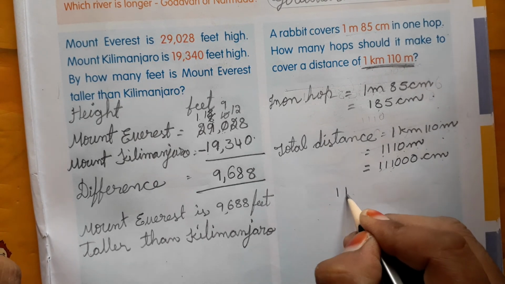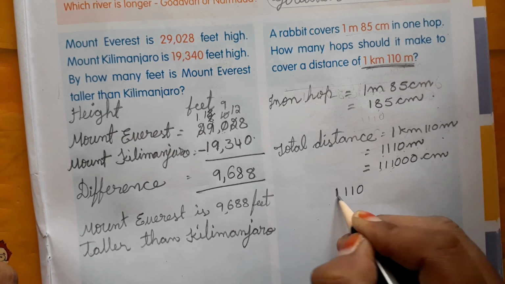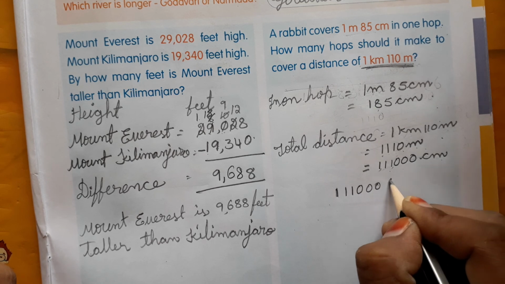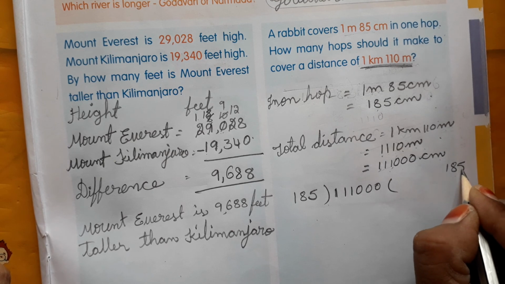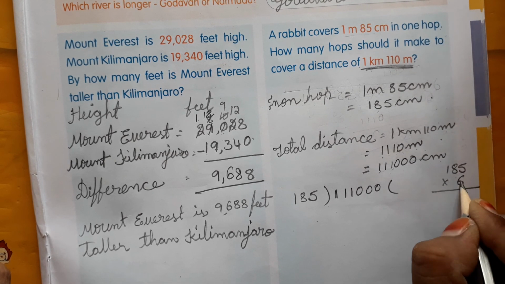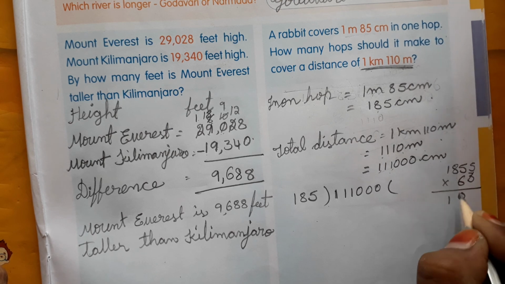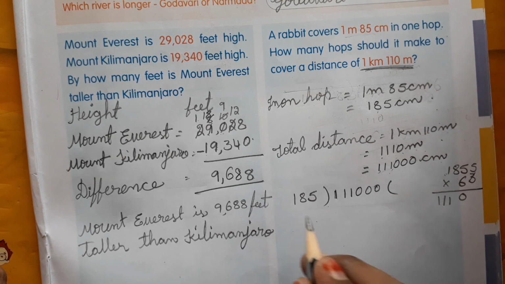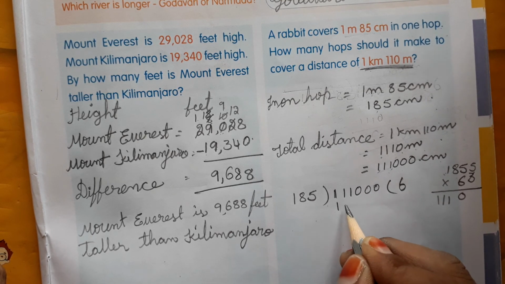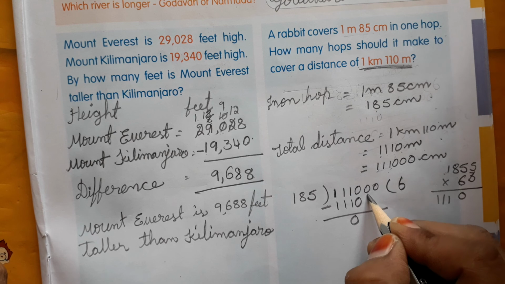So 1,11,000 centimeters divided by 185. So multiply here 185 into 6. 6 fives are 30. 6 eights are 48. 48 plus 3, 51. 6 ones are 6. 6 plus 5, 11. So 185 sixes are 1110. Subtract 0.